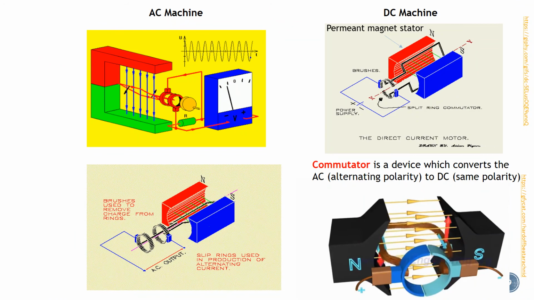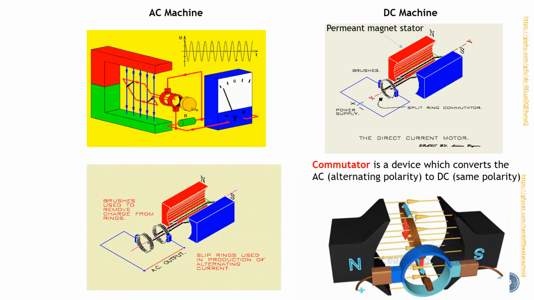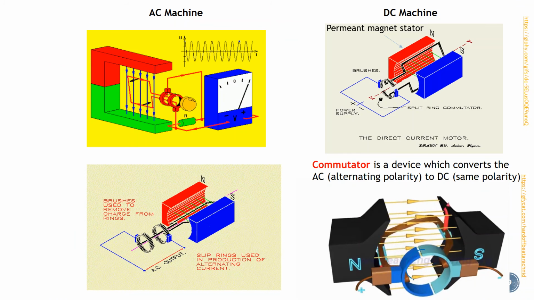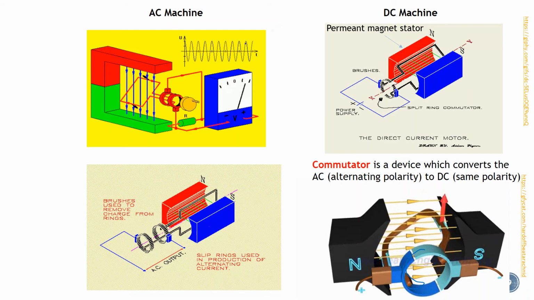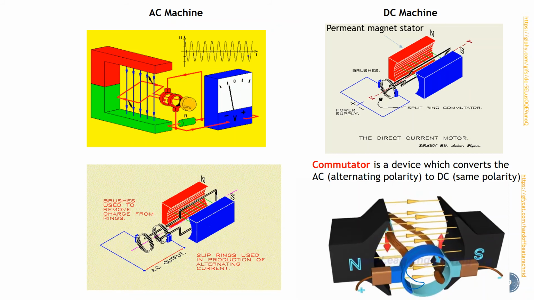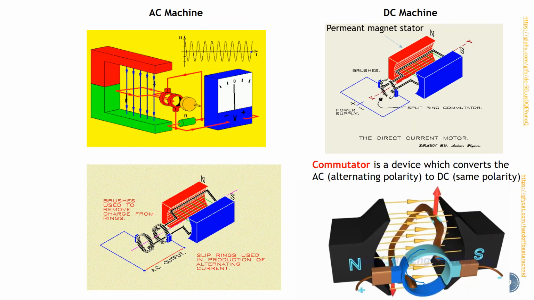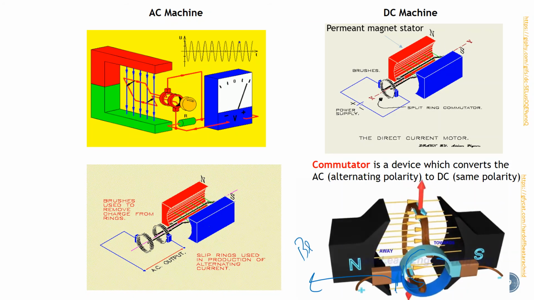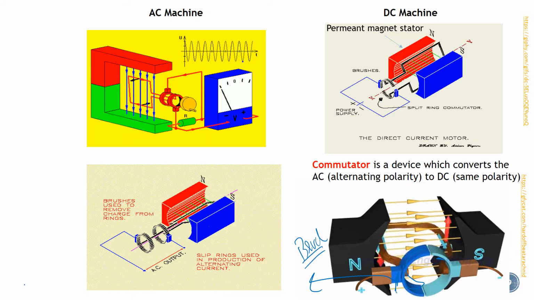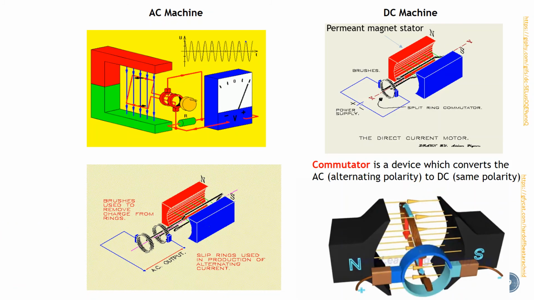Here you can see more explanation. This is my armature, and this is for the first half. Now for the second half, you can see that the second part of your split ring will be connected to this brush. It will ensure that we are getting the same polarity at the output.